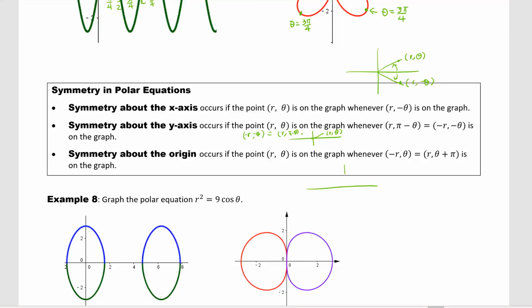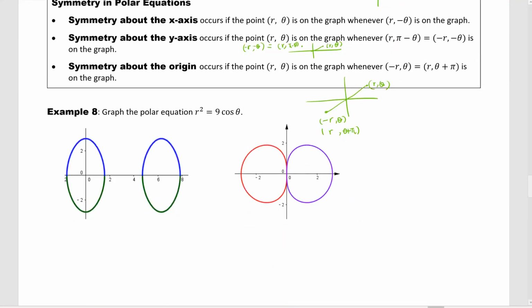Symmetry about the origin. So you have this point r, theta, then you require this point is also on it. Well, this point could be the same angle, but you go backwards for r units. Or the angle could be theta plus pi, and you still have your r. So this angle you go forward r units. So that's why here we have this point and this point, and they're both on the graph. And then we have symmetry about the origin.